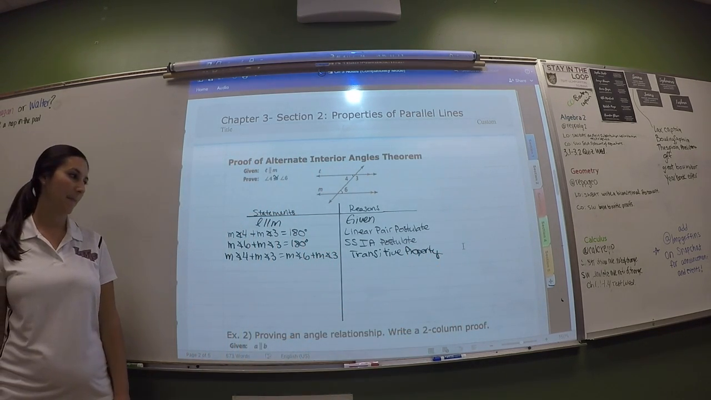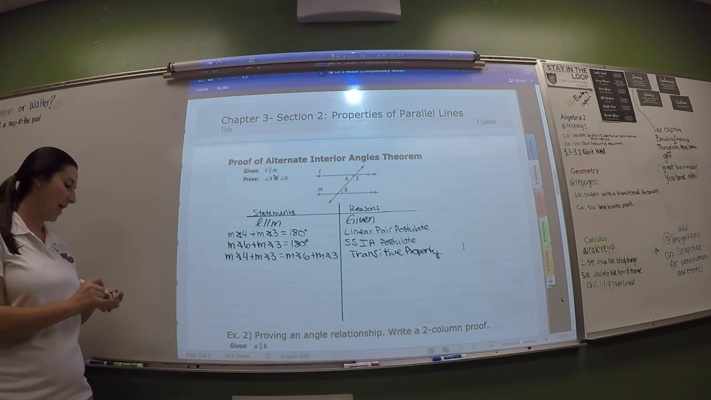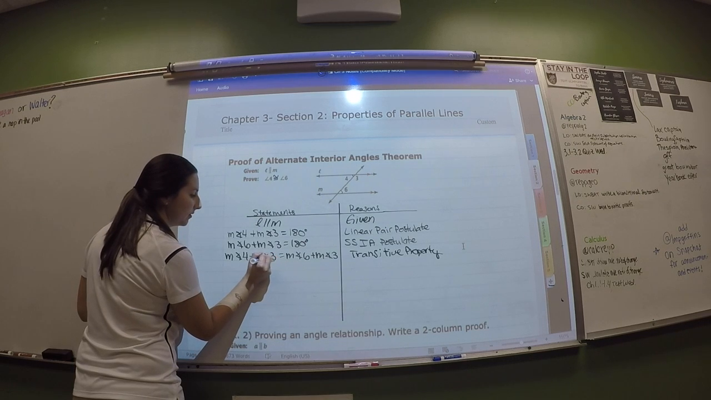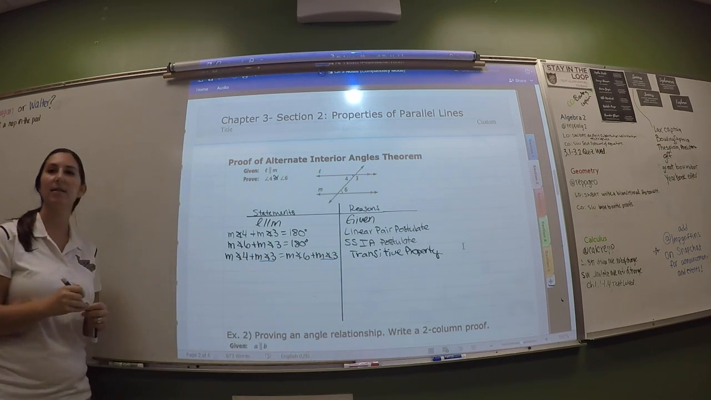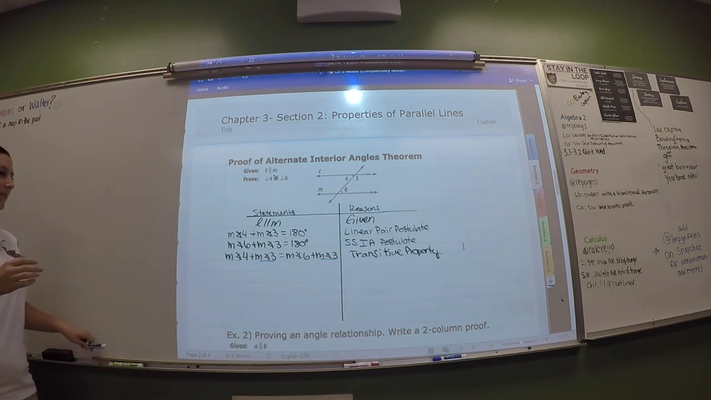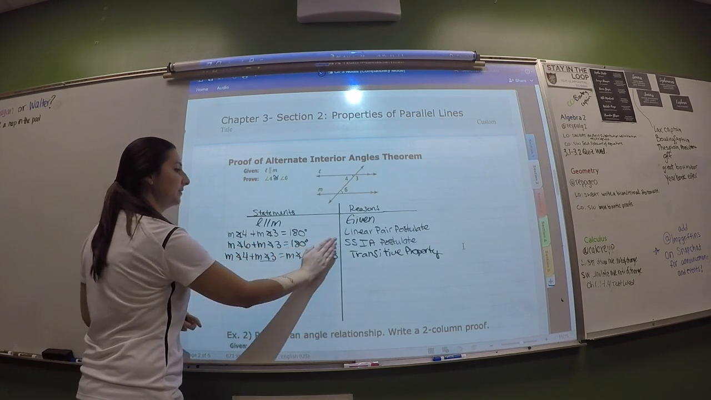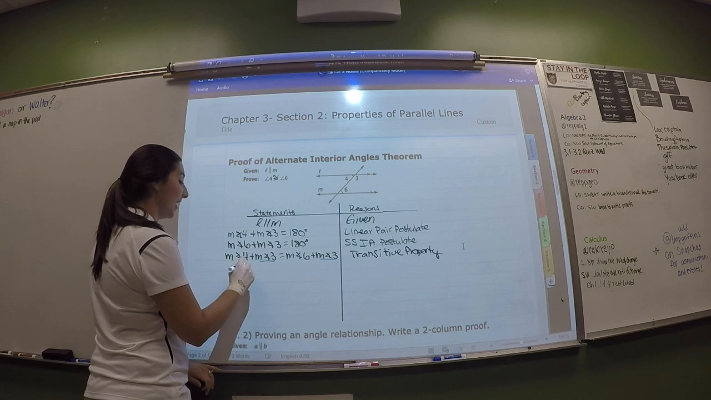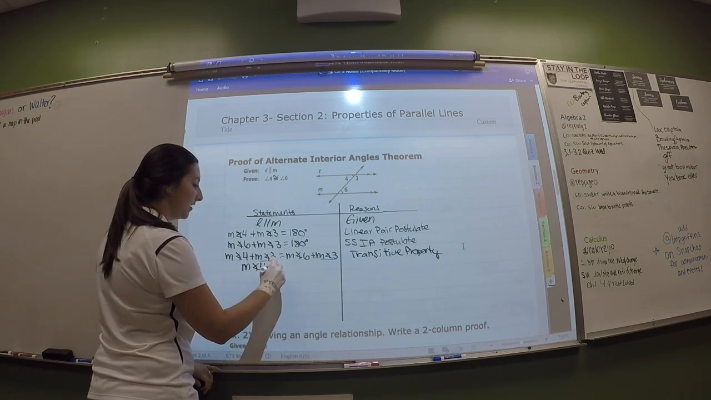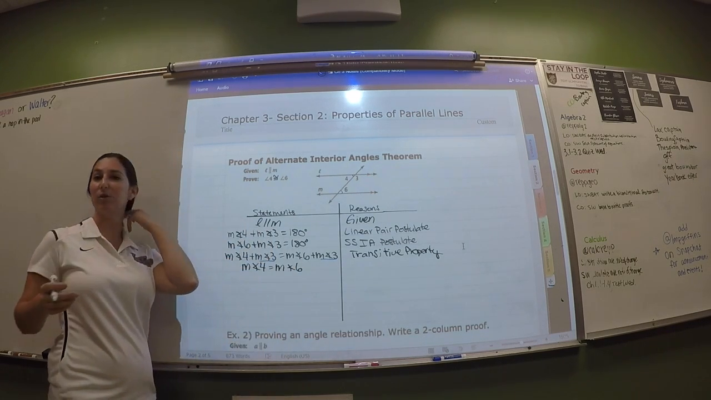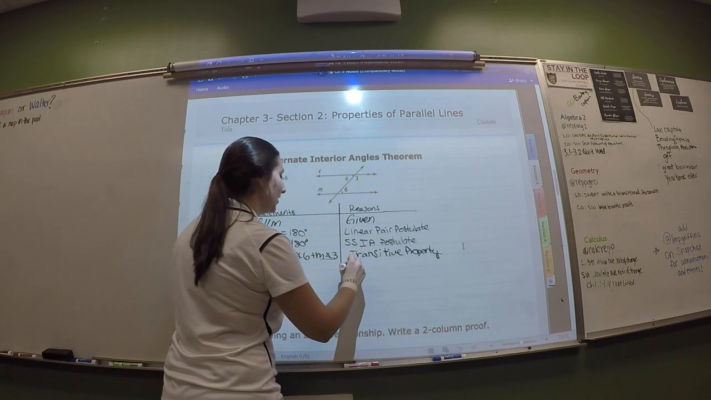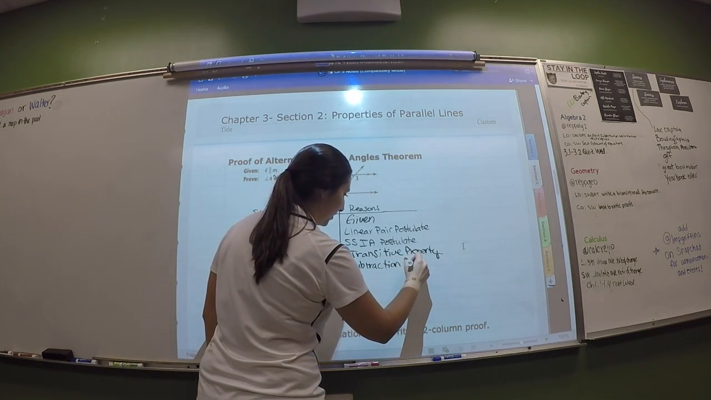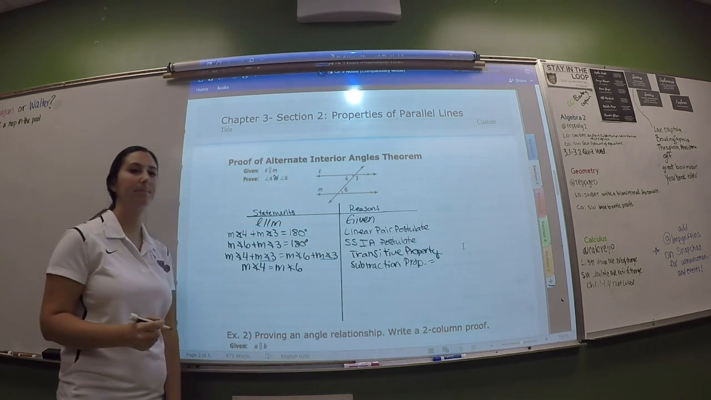Now, if you look at what we have now, do you see how the measure of angle 3 is on both sides? What if we just take these out? Can we do that? Yes, exactly. We're going to subtract the measure of angle 3 from both sides. That's the subtraction property of equality.